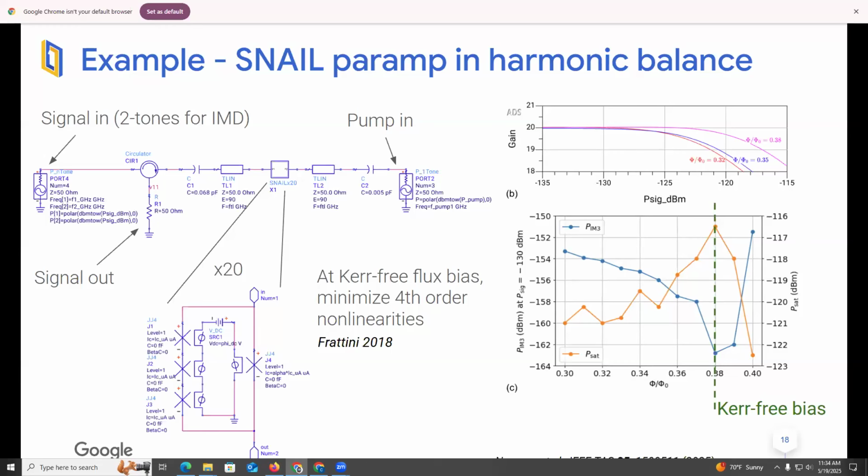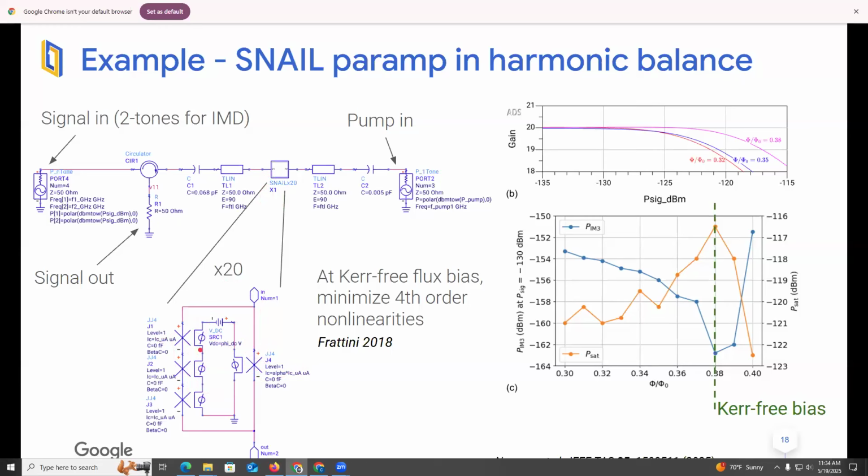Okay, so let's go back to examples. This is actually an example from a paper from the Yale group. The nonlinear device here is a SNAIL array. A SNAIL is kind of like a SQUID, but it has one small junction on one side and 3 big junctions on the other side. Kind of looks like an RF SQUID, but the inductance here is nonlinear.